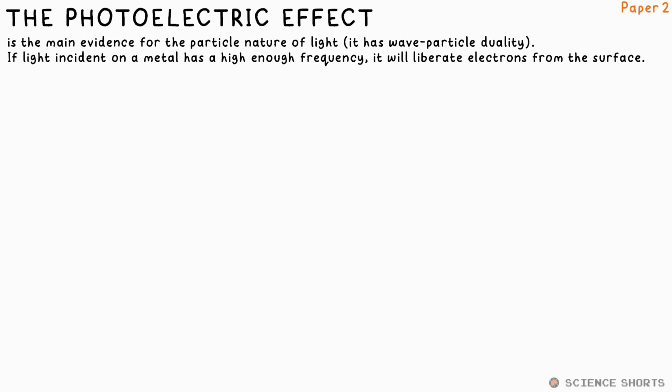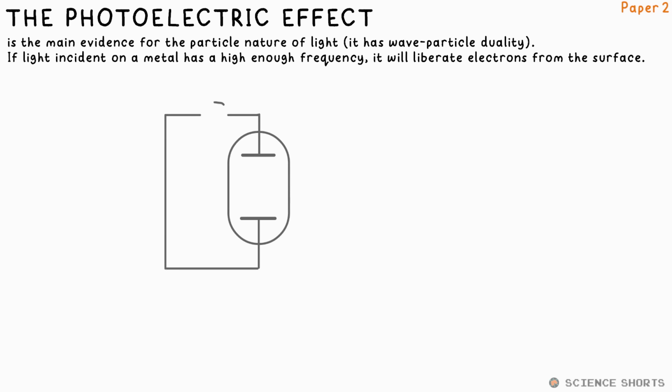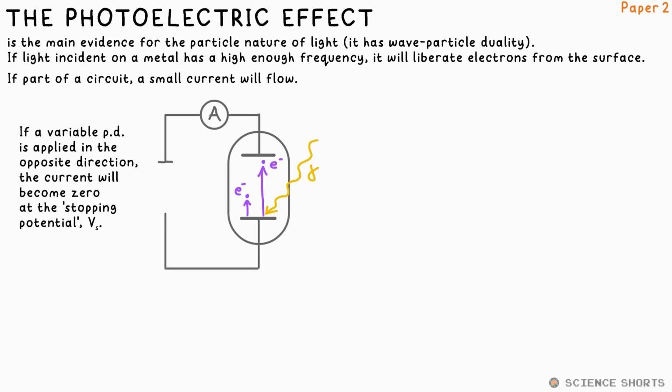Shine light on certain metals and electrons will be liberated from the surface. They pop off, as they've absorbed the energy as kinetic energy. How can we tell? Well, if we have the metal in an evacuated tube in a circuit with an ammeter, a tiny current will start to flow as the electrons cross the gap. Add a variable PD into the circuit, and we can oppose this current until it reaches zero. We call this potential needed the stopping potential, Vs.